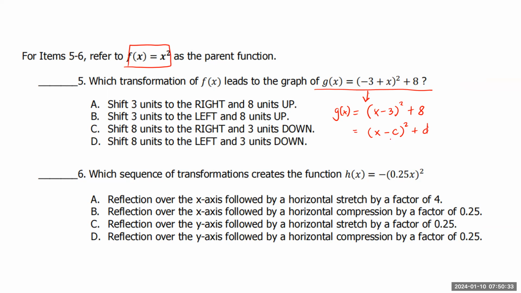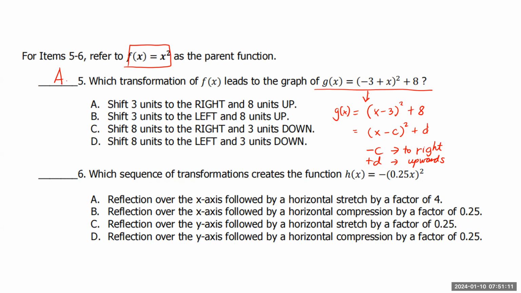Okay? So since we have here minus c, then our translation will be to the right. Okay? So minus c means to the right. And plus d is upwards. Okay? So since c equals 3, so that is 3 units to the right. Okay? And since d equals 8, that is 8 units upward. So ang sagot natin ay letter A.